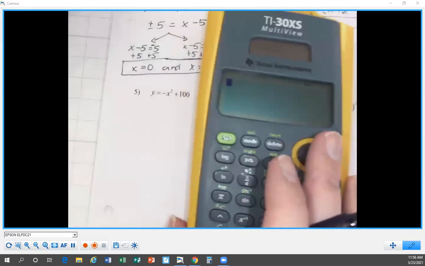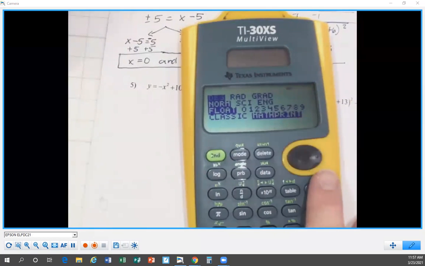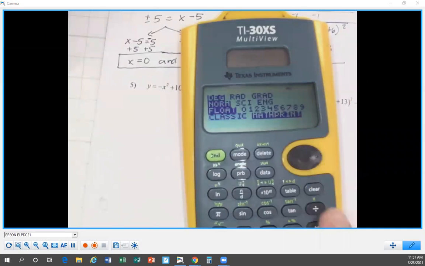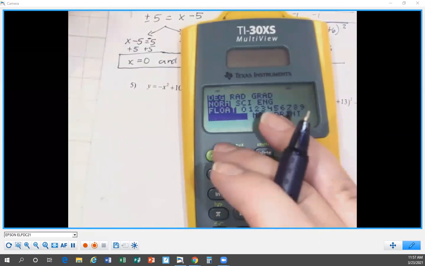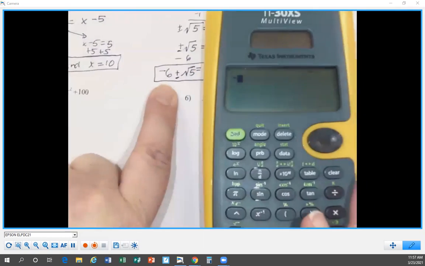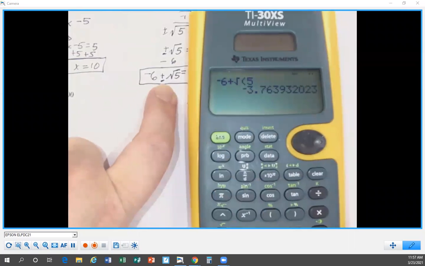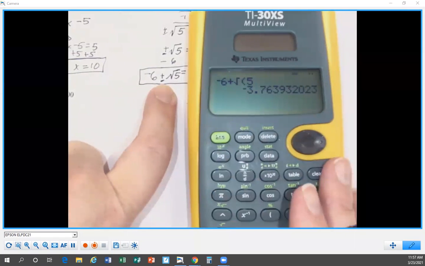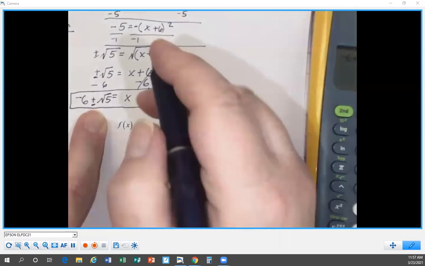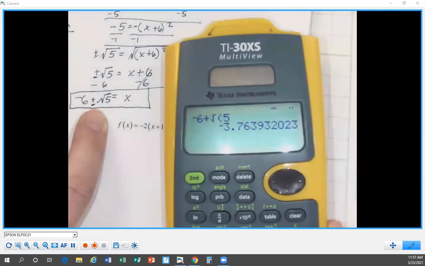Okay, so we could get our decimal approximation by doing this. First, we would go to mode, and turn off math print mode because we don't want it to stay in that √5, and we would put on classic mode. Then we could say -6 plus square root of 5. That would be approximately -3.76. So if we were graphing it, we would say x is approximately equal to -3.76.